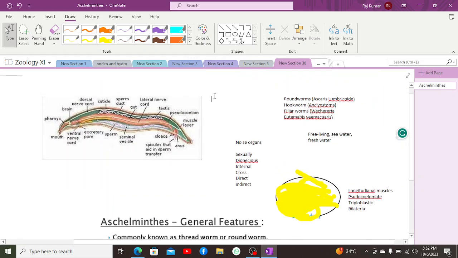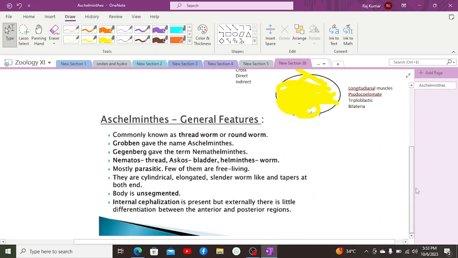When it comes to some general characteristics, these are the most abundant animals. 80% of the animal population on Earth is Aschelminths, while for every human on Earth, there are 60 billion Aschelminths or worms present. So this is a ratio as well.